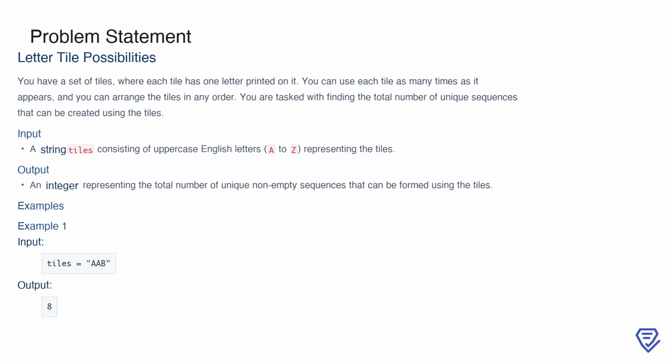Imagine you have a set of tiles, and each tile has a letter printed on it. Your task is to figure out how many unique sequences you can create using these tiles. Each tile can be used as many times as it appears, and you can arrange the tiles in any order. For example, if you're given a string of tiles, the goal is to determine the total number of distinct, non-empty sequences that can be formed. The input will be a string consisting of uppercase English letters, ranging from A to Z. The output is an integer that represents the total number of these unique sequences.